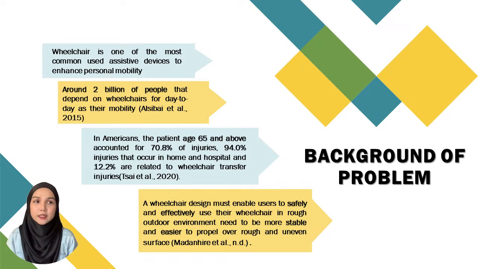In America, patients aged around 65 and above accounted for 70.8% of injuries, and 94% of injuries occur in home and hospital, and 12.2% are related to transferring injuries. So, a wheelchair design must enable the user to safely and effectively use the wheelchair in a rough outdoor environment, and needs to be more stable and easier to propel over rough or uneven surfaces.